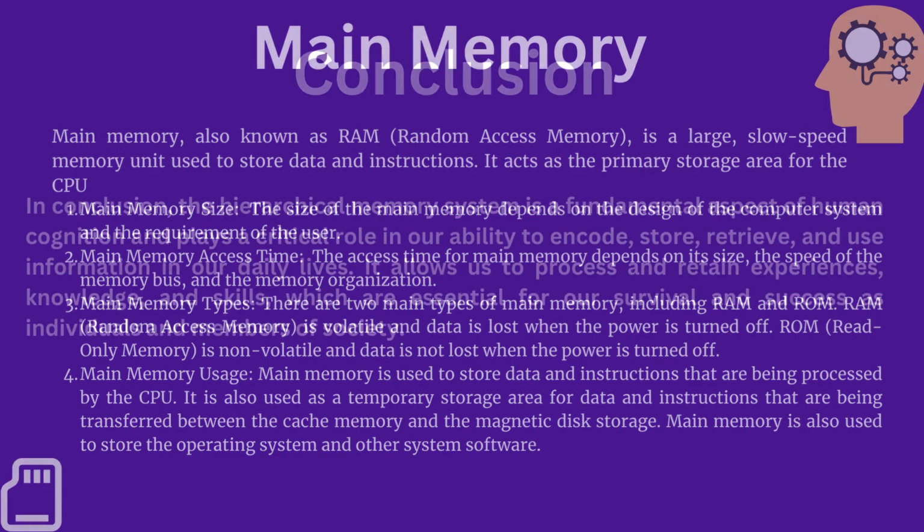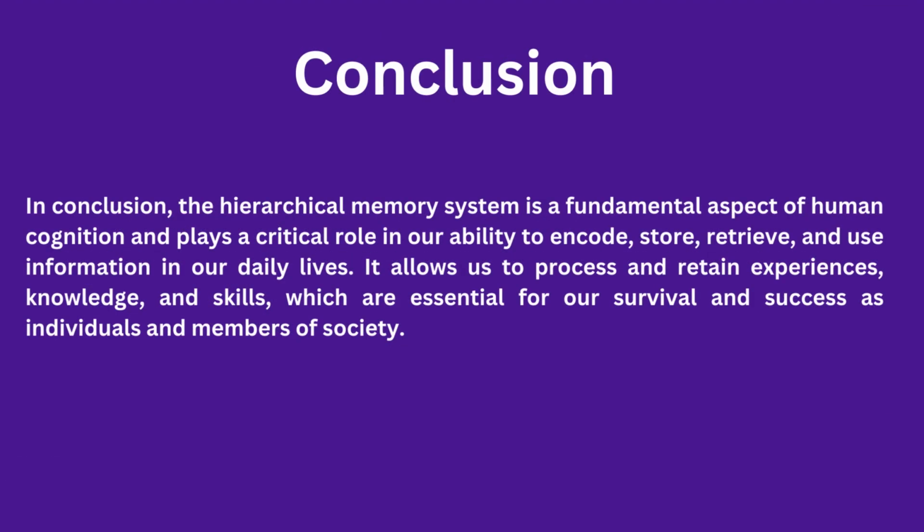So now I will be concluding our project. So it was about the hierarchical memory system. It is a fundamental aspect of human cognition and plays a critical role in our ability to encode, store, retrieve, and use information in our daily lives. It allows us to process and retain experiences, knowledge, and skills which are essential for our survival and success as individuals and members of society.